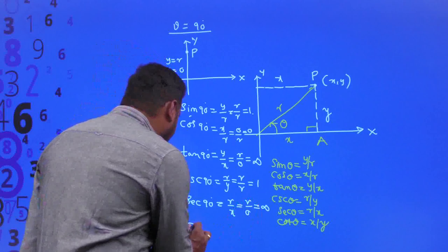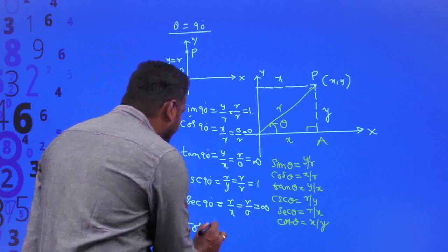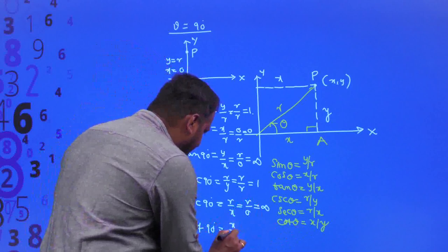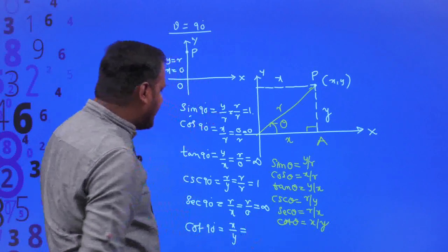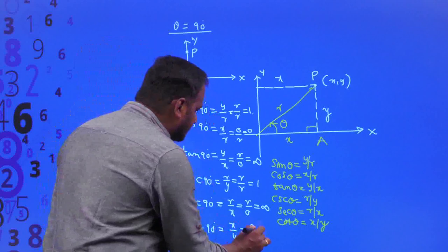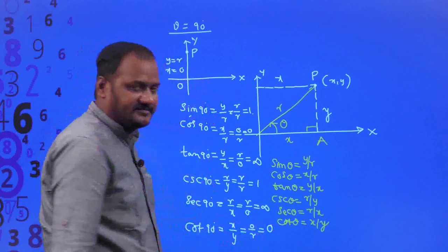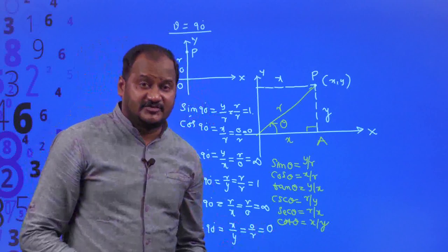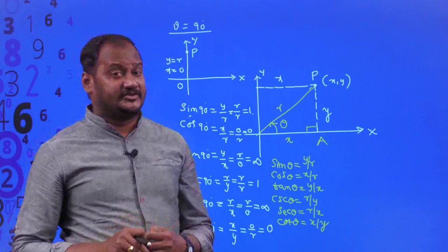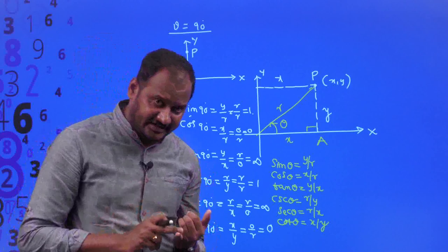Coming to the last trigonometric ratio, that is cot 90 degrees, which is cot 90 is equal to x divided by y, which is equal to the value of x is equal to 0 divided by y is equal to 0, 0 by anything is equal to 0, right? So, this way we can find the values of 6 trigonometric ratios at theta is equal to 0 degrees.